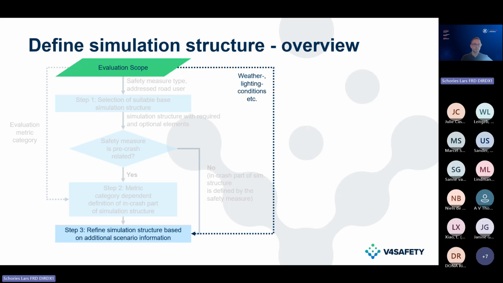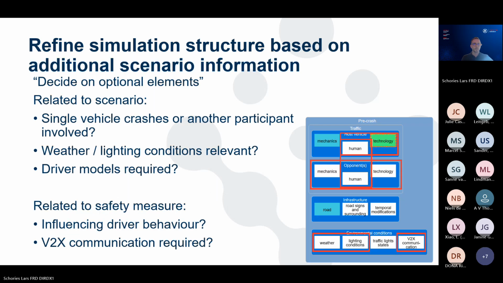Coming back to the overview, what is then the last step? We can talk about optional information, for example, weather, lighting conditions, which are used to perform the simulation. What can be some designed and optional elements based on the scenario? For example, the opponent can be included. So is it a single vehicle crash or are there other participants involved? Then you need to model the opponent as well.